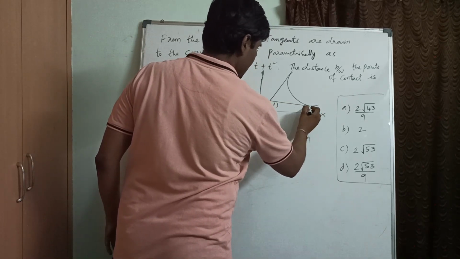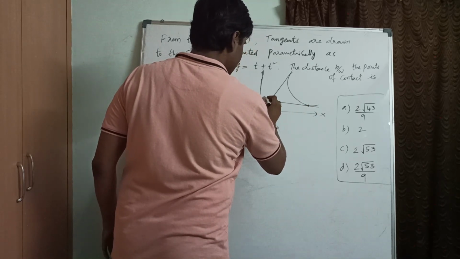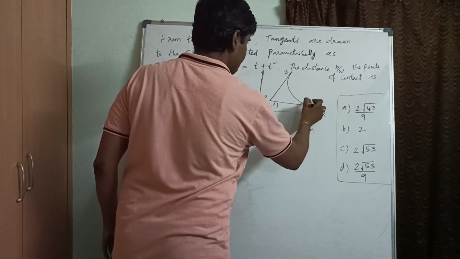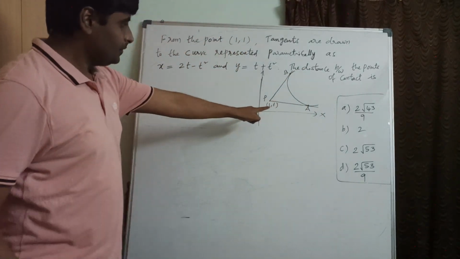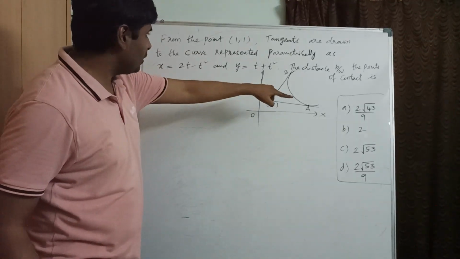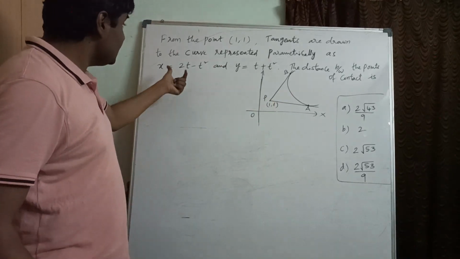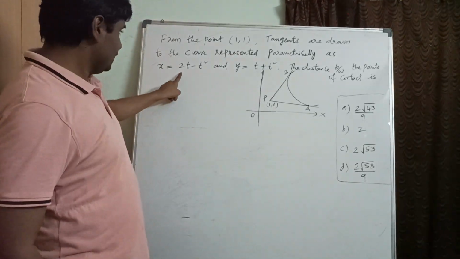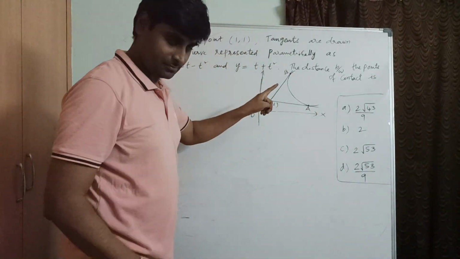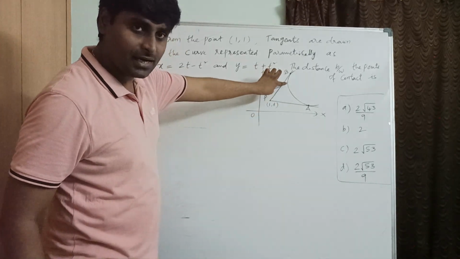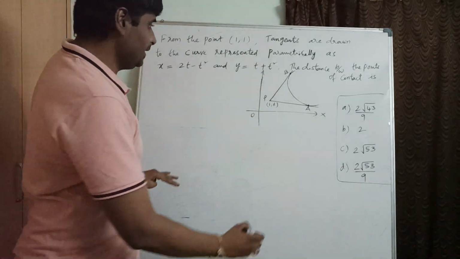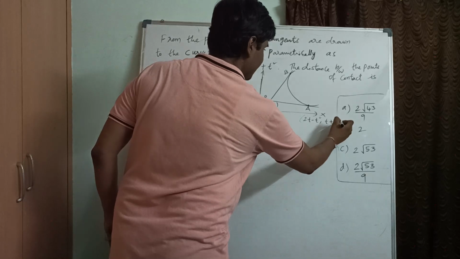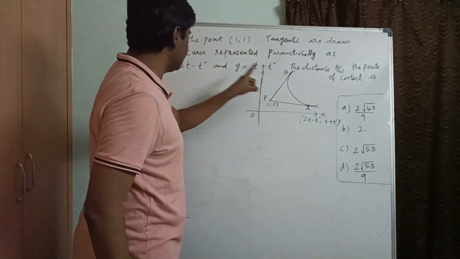Okay. Now let me take this as P, this as B and this as A. Now from P, an outside point, tangents are drawn to this curve. The curve is represented parametrically, which means any of these points, A or B, on the curve can be represented by 2t minus t square comma t plus t square. Correct? So A is the point.